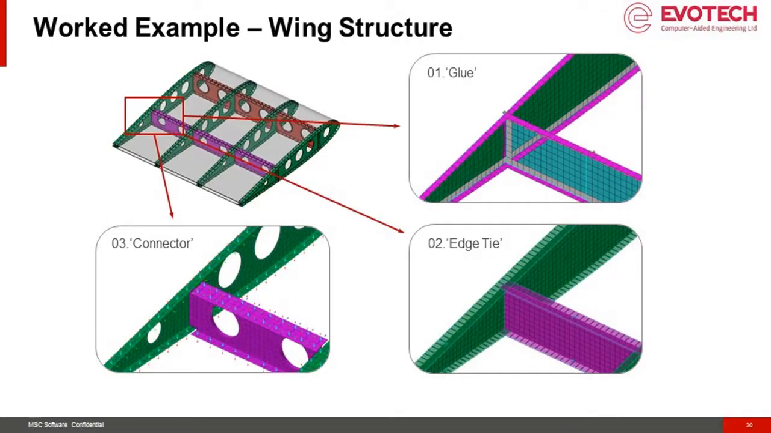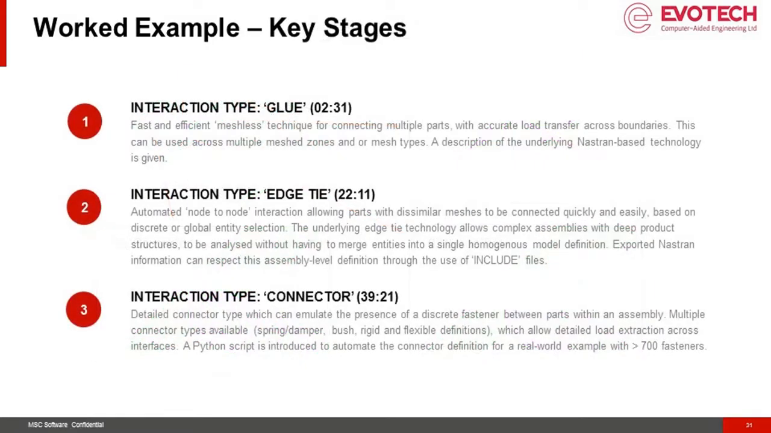In this worked example, we'll go through the full model development for a typical aerospace assembly, in this case a portion of a wing. This will be focused on a number of different model connection strategies, from glue through edge tie to the many connector types, depending on the overall intention of the model. This example is broken down into a number of key stages.